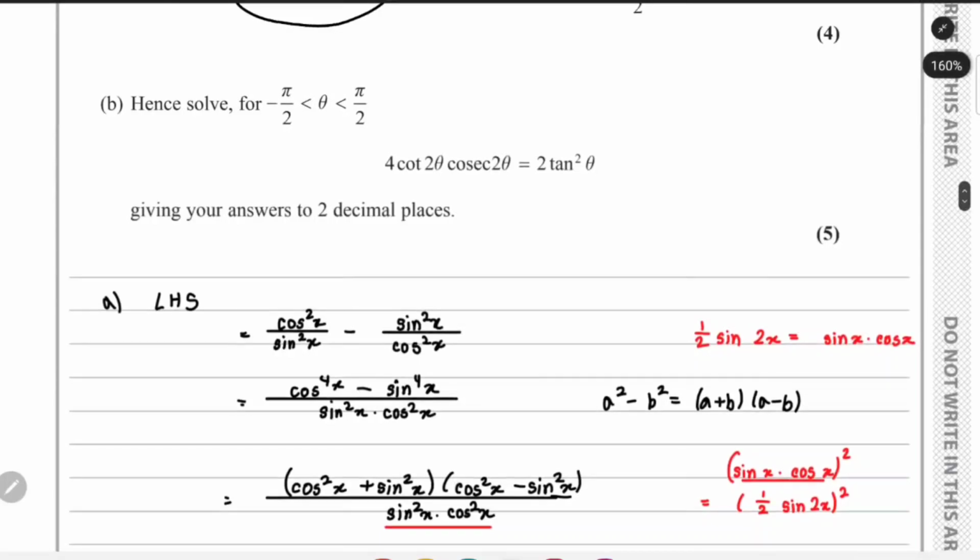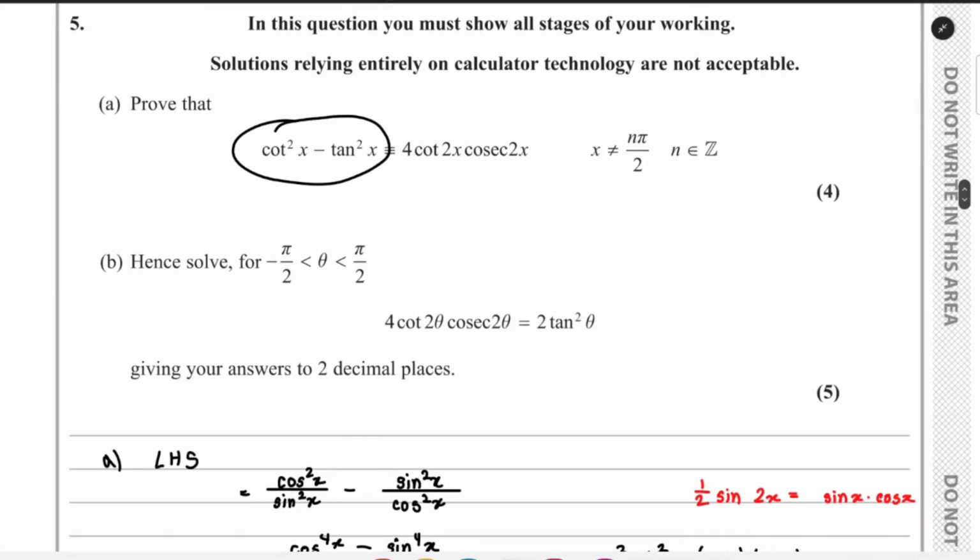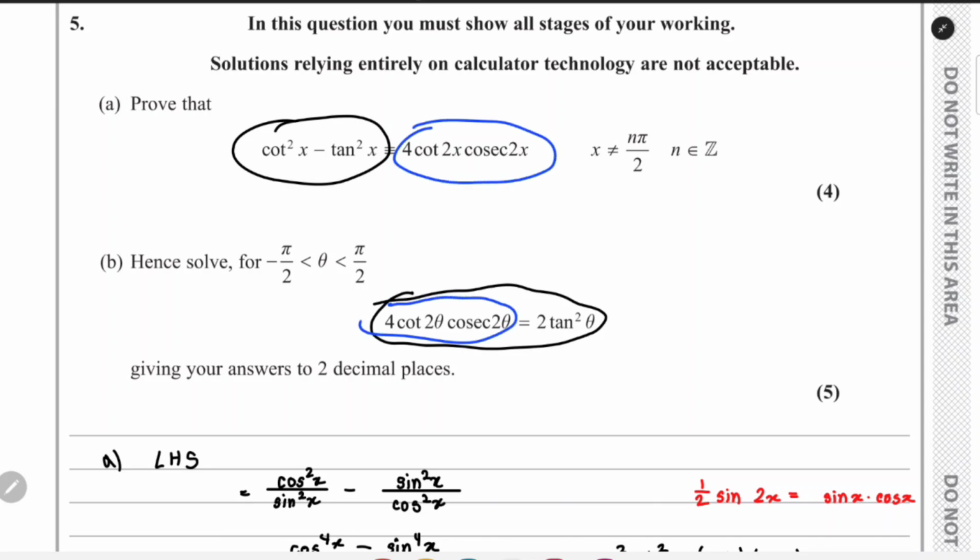Now we'll move to question 4b. We have to find the values of theta for which this expression holds. Now if we look over here, this thing and the term on the left are the same, just instead of x we have theta, and this is equal to 2 tan² theta. So 2 tan² theta will be equal to cot² theta − tan² theta.